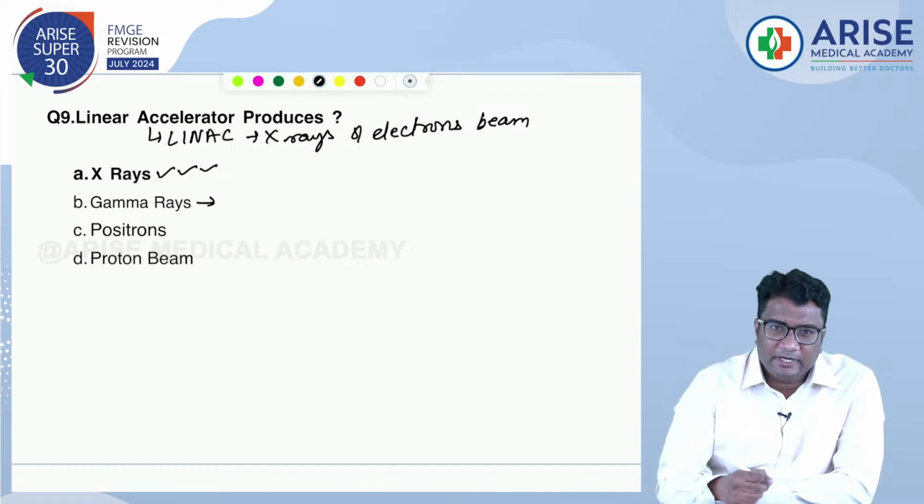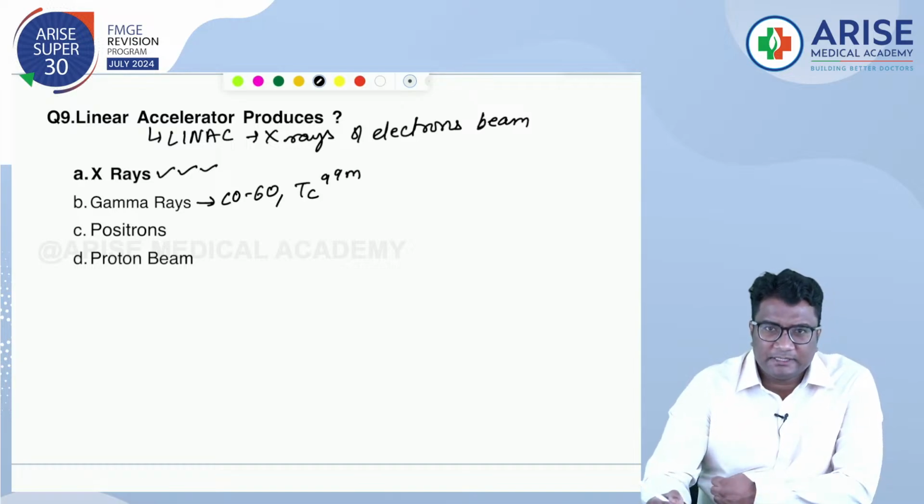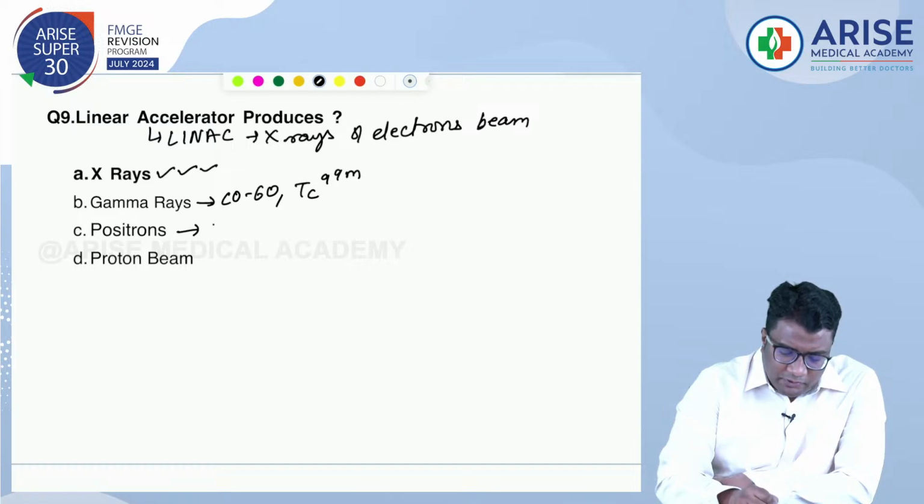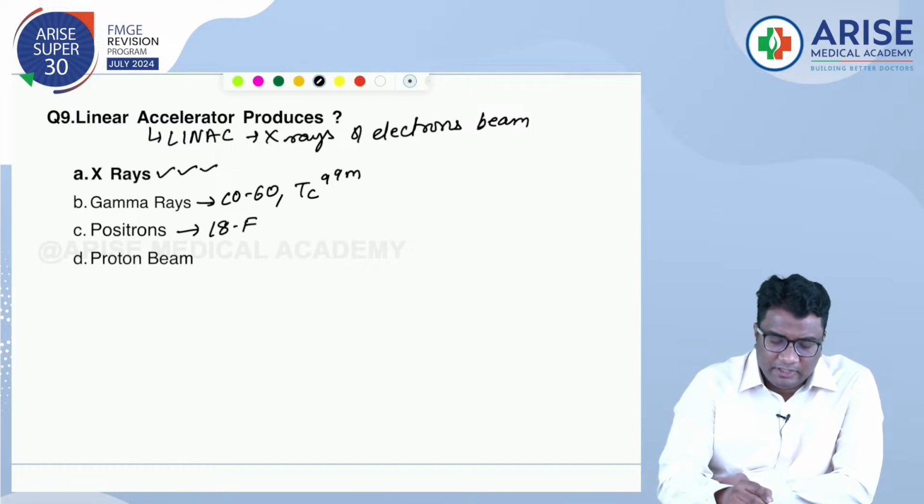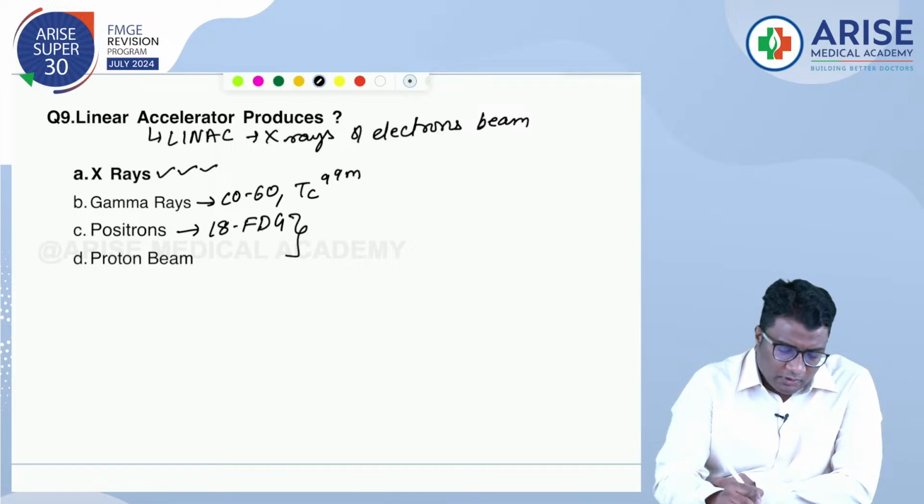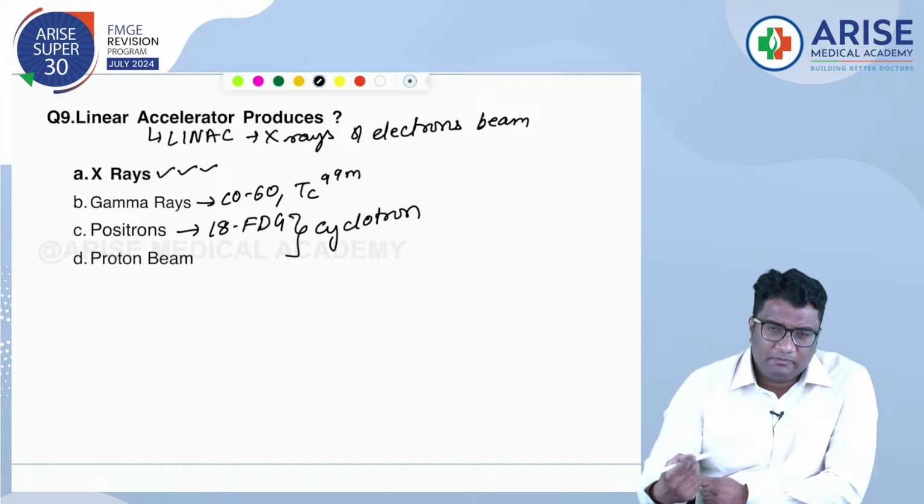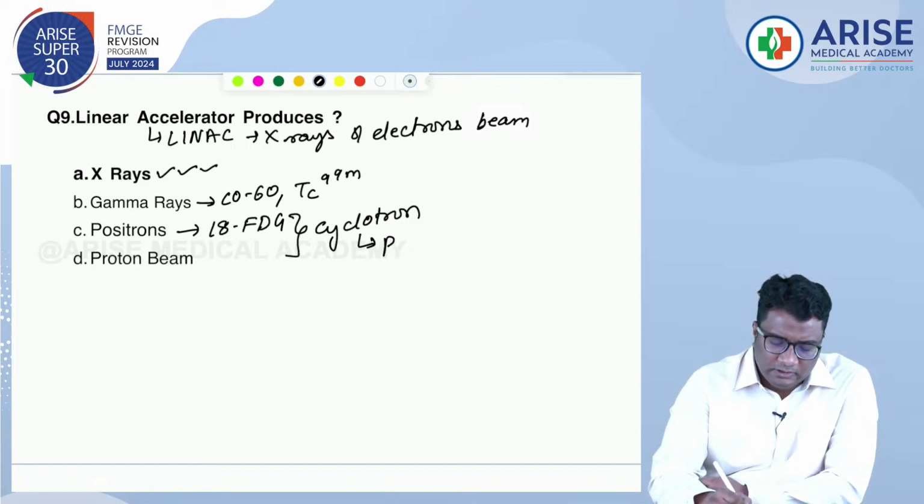Gamma rays are produced by radionuclides like cobalt-60, technetium-99m. Right? They produce gamma rays. Positrons are produced by positron emitters like 18-fluorine, 18-FDG, right? Protons also. These, both positrons and protons, are produced by a particle accelerator called cyclotron. So to produce these radionuclides, positron emitters like 18-fluorine, we need a particle accelerator called cyclotron. So the cyclotron produces both positrons and protons. So it gives a proton beam, and it also produces positron emitters like 18-fluorine.